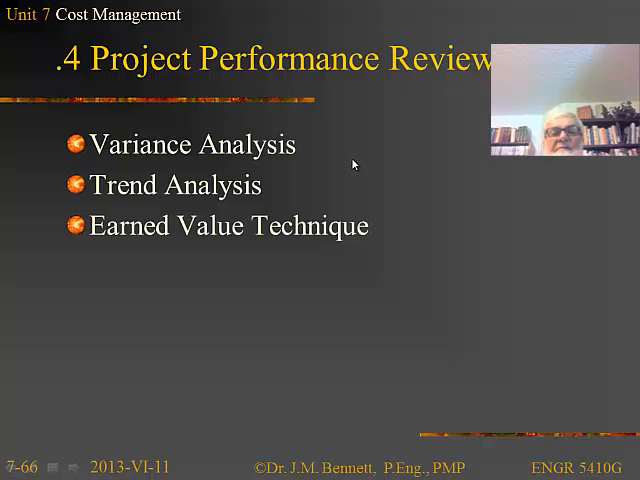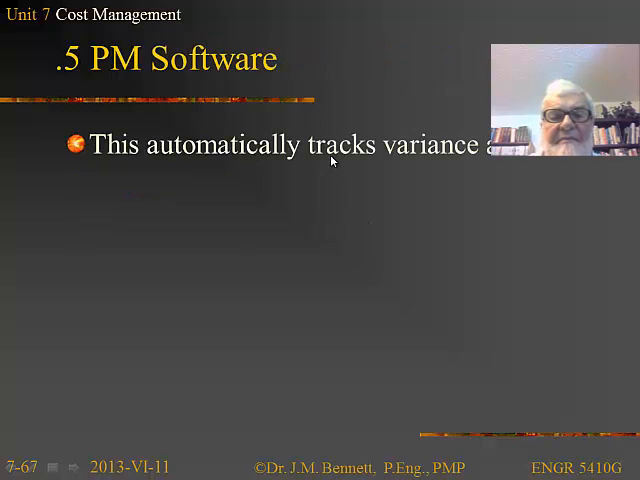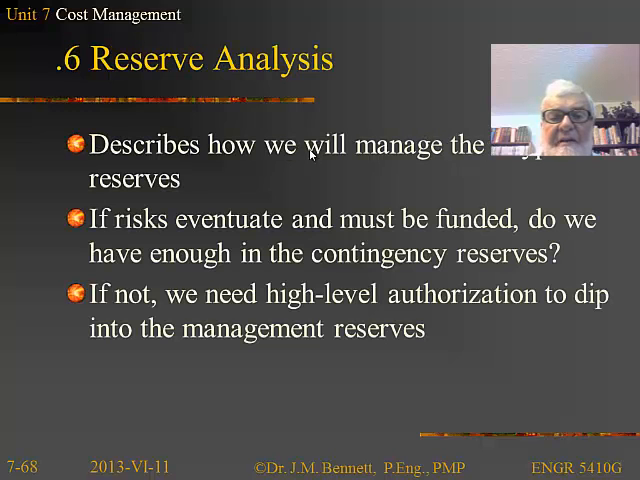Finally, in terms of performance reviews, we can do a variance analysis, a trend analysis, we can use the earned value. All of these things will help us out. Our project management software like Microsoft Project automatically tracks the variance in the earned value and gives us estimates as to the budget at completion.